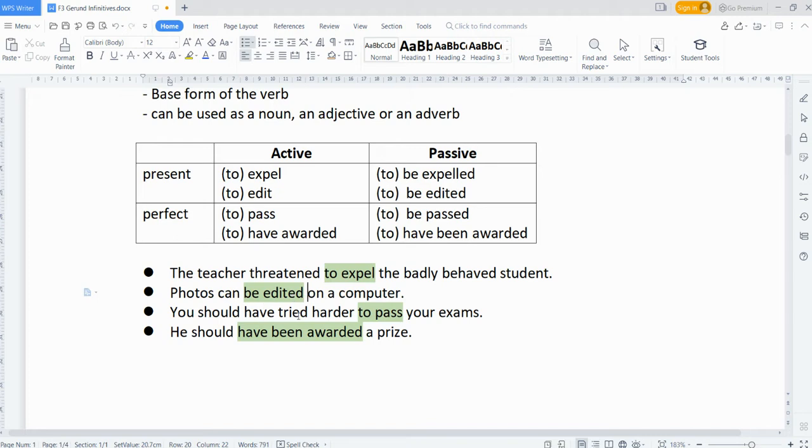Number three, you should have tried harder to pass your exams. This one is an active sentence with the word to. And then the last one, he should have been awarded a prize. This one is a passive sentence without to.